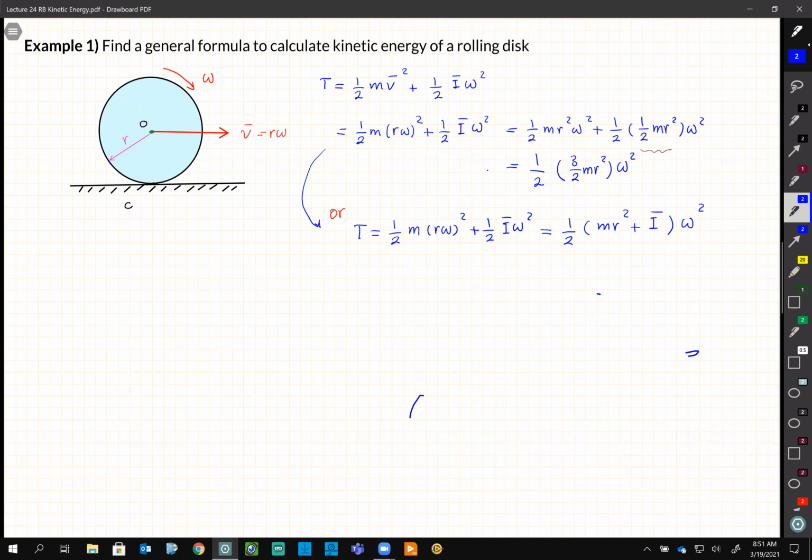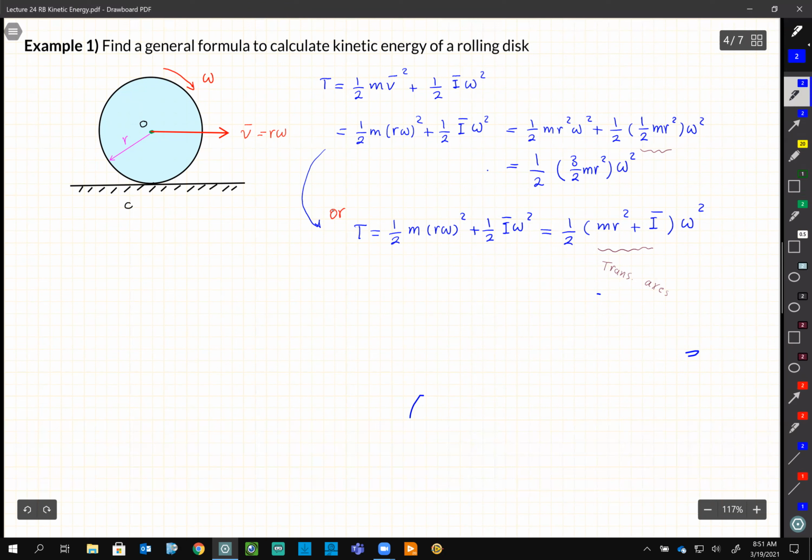Okay. And what is the definition of this guy? Again, remember the transformation of axis? If you transform axis, it means I bar plus m r squared means IC. So we could have written from the beginning T is equal to 1/2 IC omega squared.